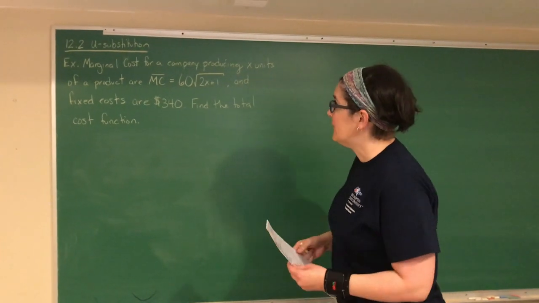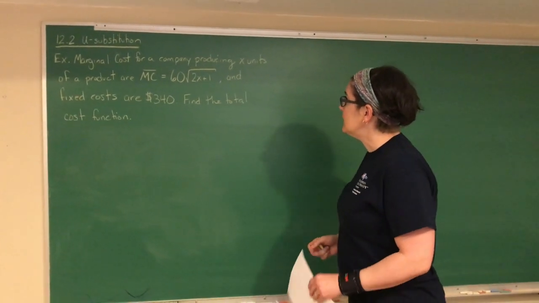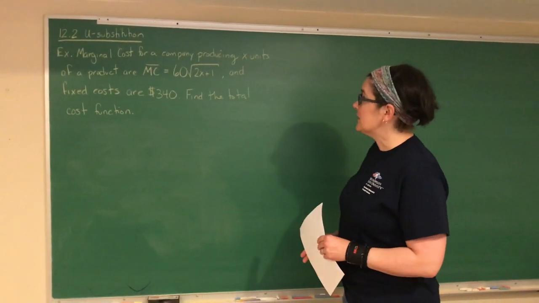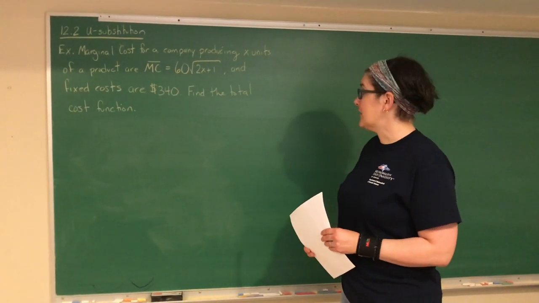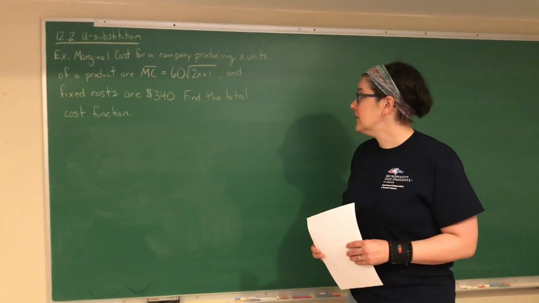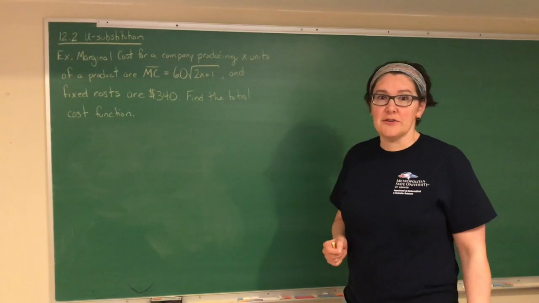In this example, we have marginal cost for a company producing x units of a product. Marginal cost, MC, is equal to 60 times the square root of 2x plus 1. And fixed costs are $340. And we want to find the total cost function.